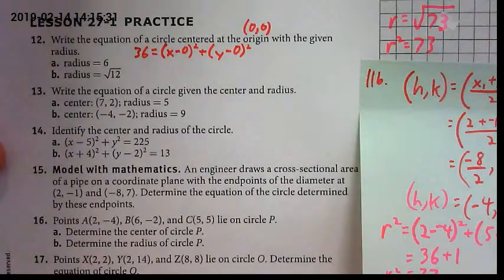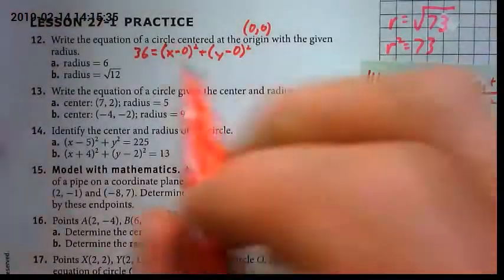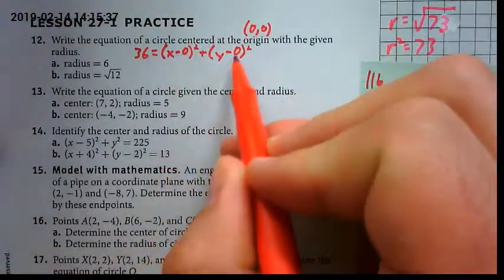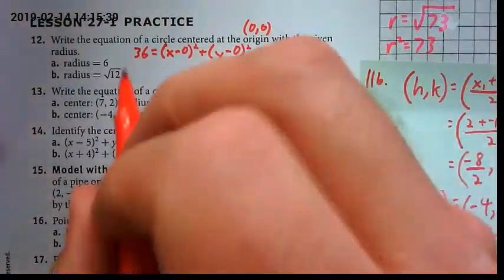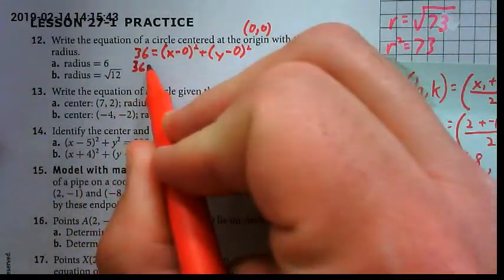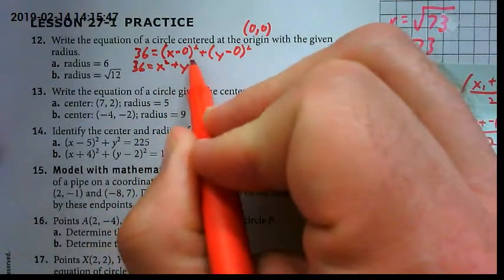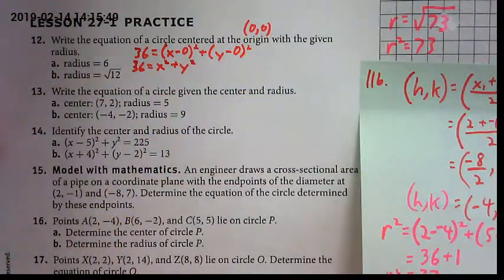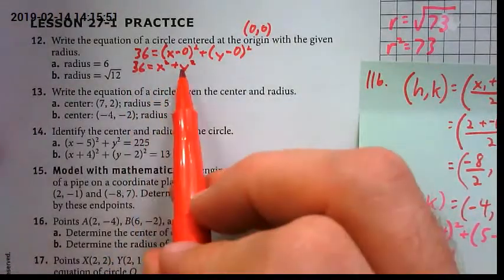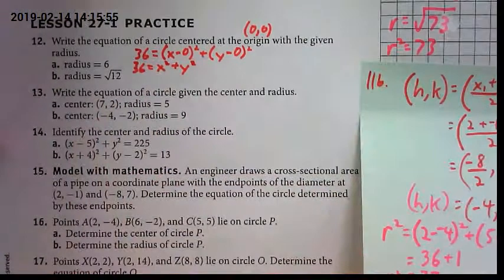Now, should I leave my equation looking like that? No. If it's centered at the origin, do I really need to have minus 0? No. So my final equation for A here will be 36 equals x squared plus y squared. Kind of ends up looking more like the Pythagorean theorem almost. So again, if it's centered at the origin, you won't have an h and a k value because it's 0.